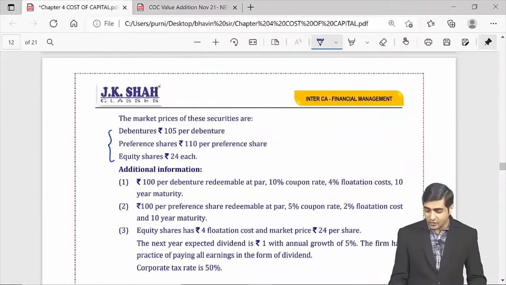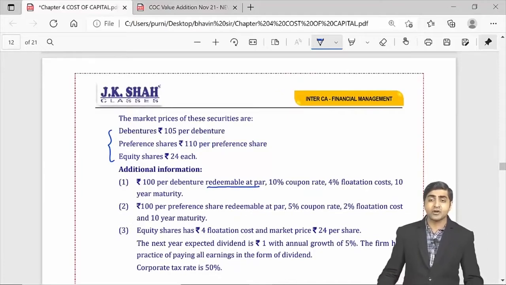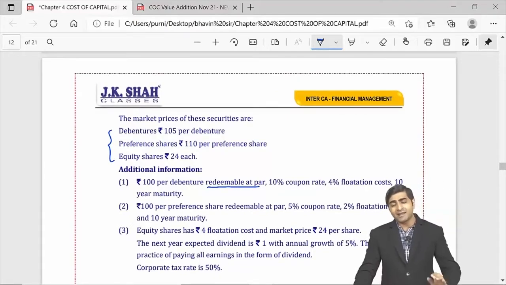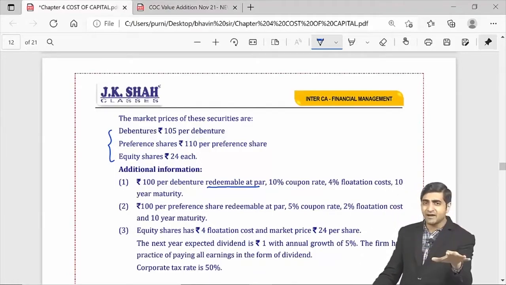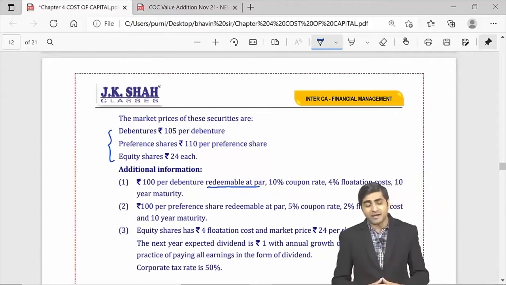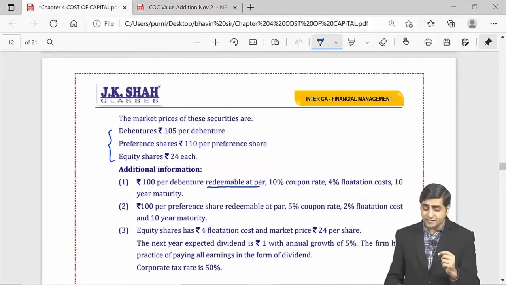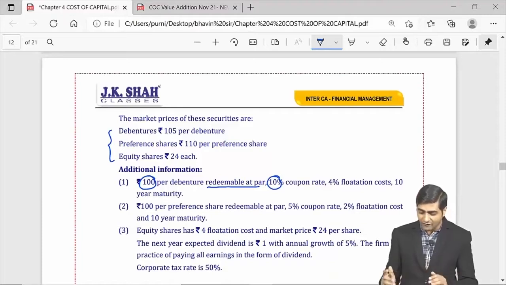Now in this question, you can check that the debentures are redeemable at par. So your KD will be calculated by taking interest into 1 minus tax plus redemption value minus net proceeds upon N, and divide that by the average of RV plus NP. In this question, you have your face value of 100 rupees. The rate of interest is 10%, so your interest will be 10. You have the tax rate available as 50%.